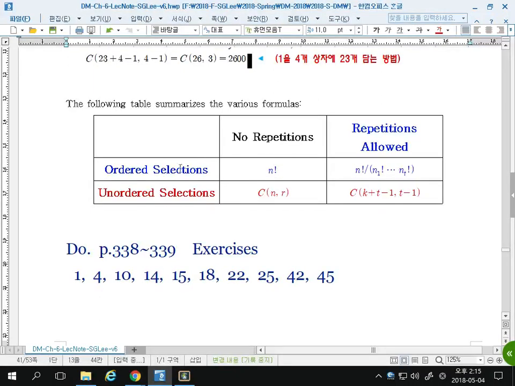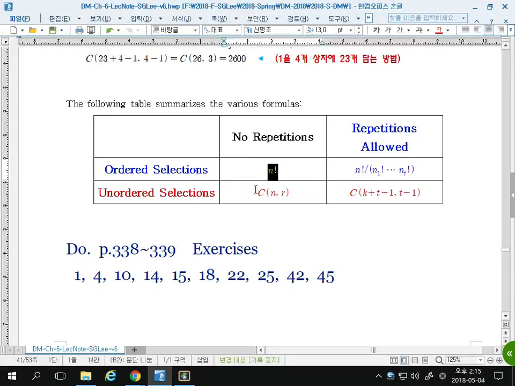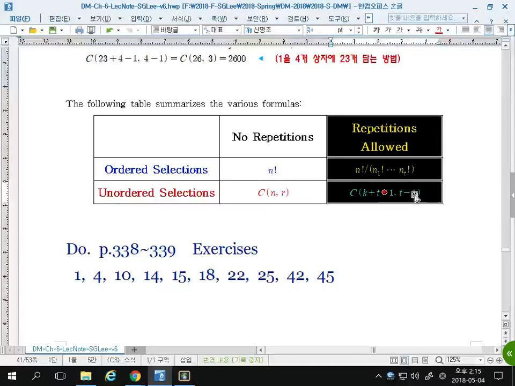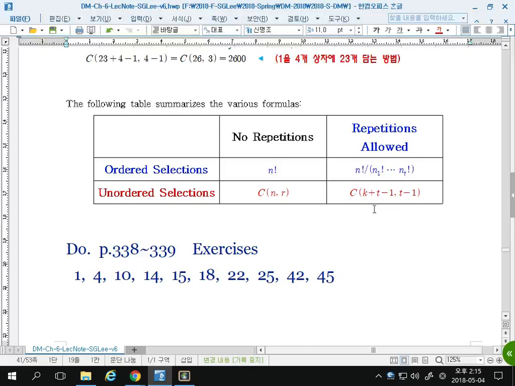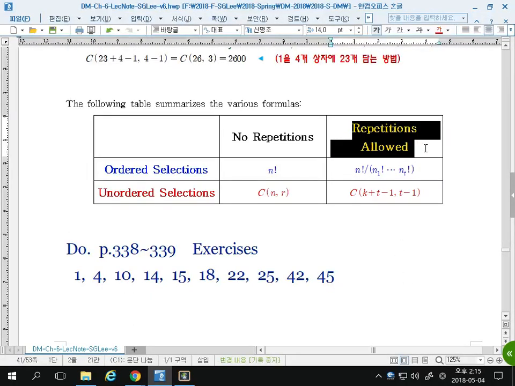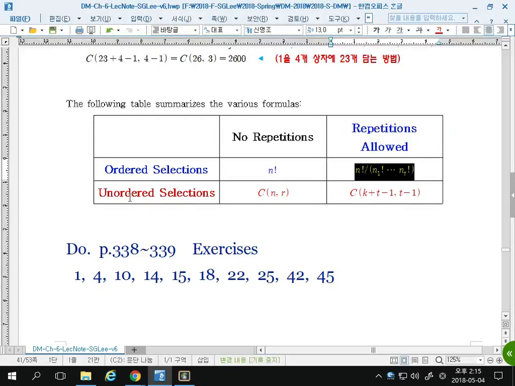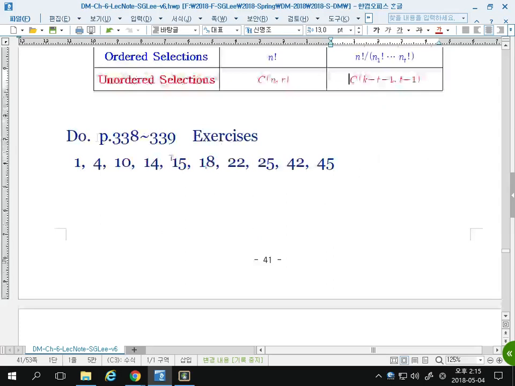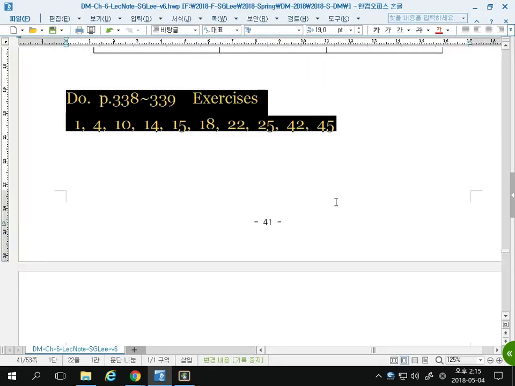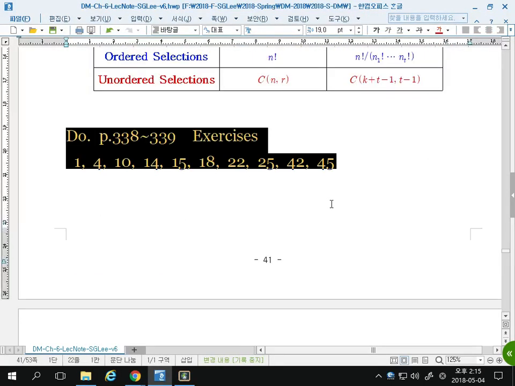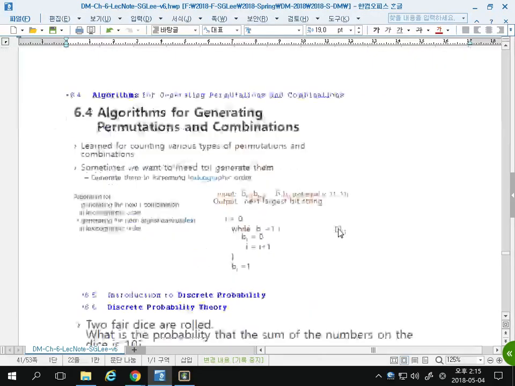So you have learned permutations and combinations in high school years. Now you have learned the way of counting with repetition allowed. For the permutation you have this. For the combination you have this. And these are the exercise problems that you're supposed to solve, and I have uploaded all the solutions for you.